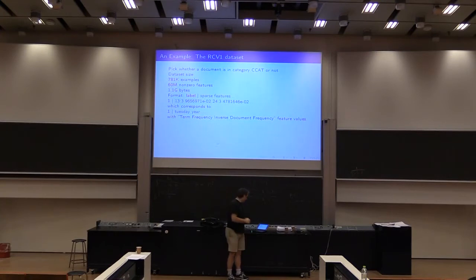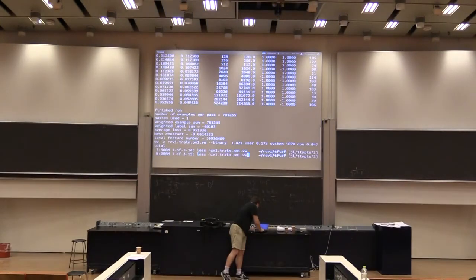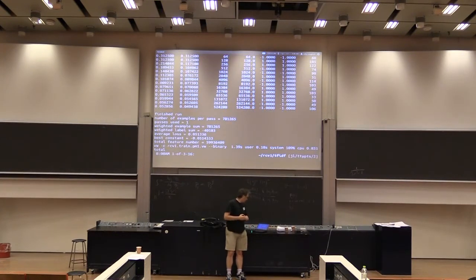So not too important, but now let's try to train it. Okay, so in this particular case, the number of unique features, the number of parameters we're going to be learning is around 50,000, a little bit larger than that. So we can train, and in about 1 second, we can get something with an error rate of 5.13%.